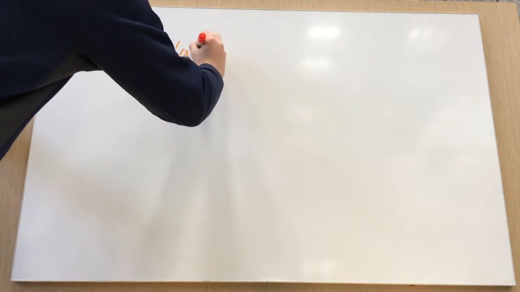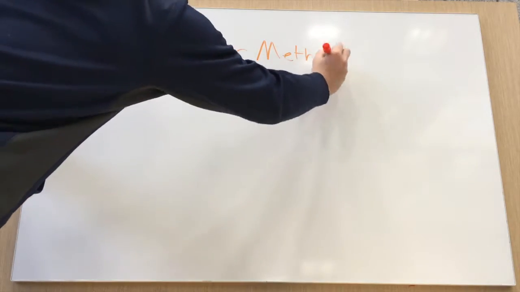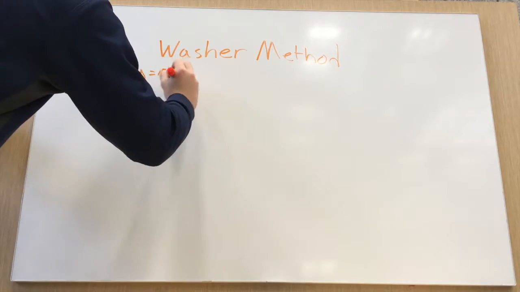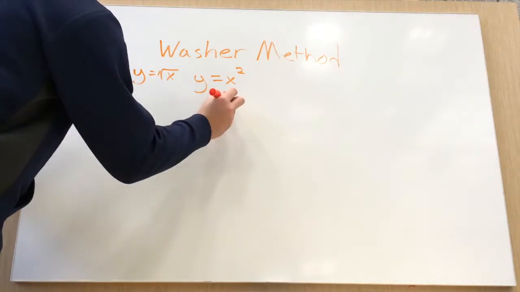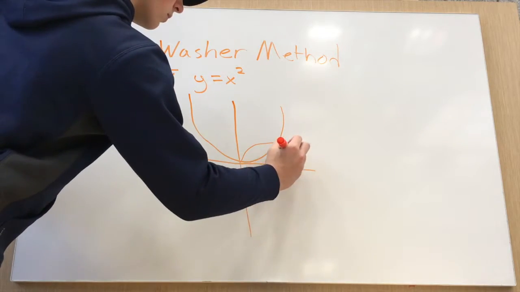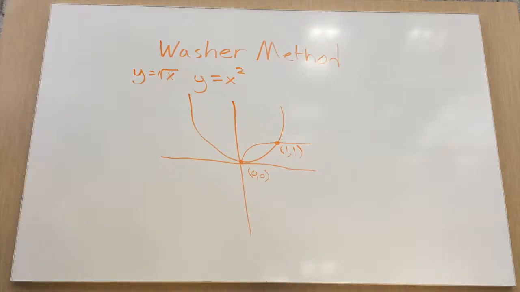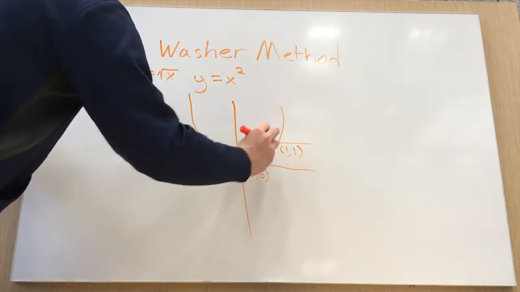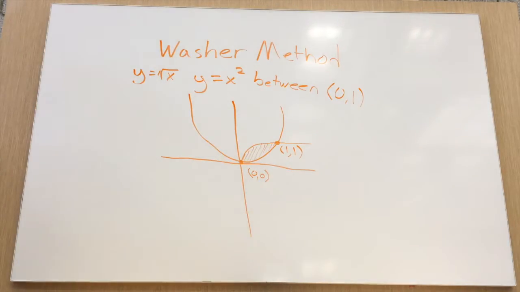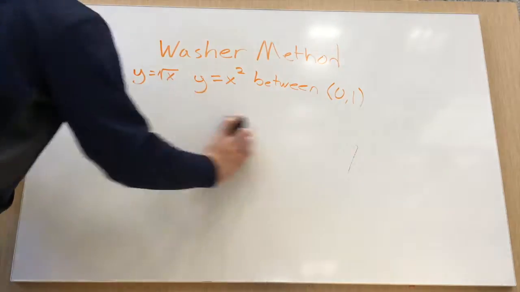Thank you, Bruce, for that. Now I'm going to show you how to use the washer method. So first we'll start out with a basic problem. We'll start with the equations y equals the square root of x and y equals x squared. So first what we have to do is find out where we integrate this between, and as you see from the graph, these intersect at (1, 1) and (0, 0). So we know on the x-axis we're integrating from 0 to 1.